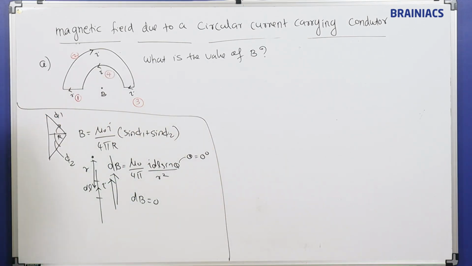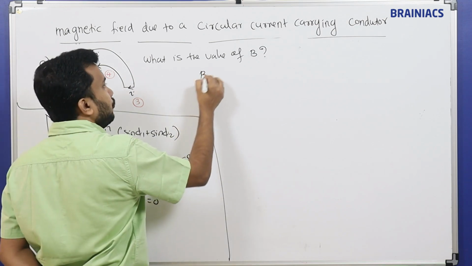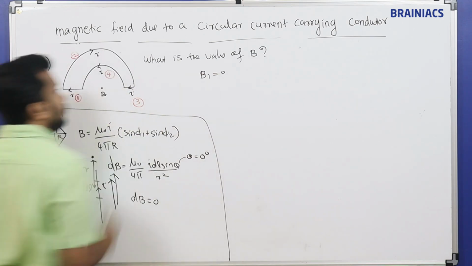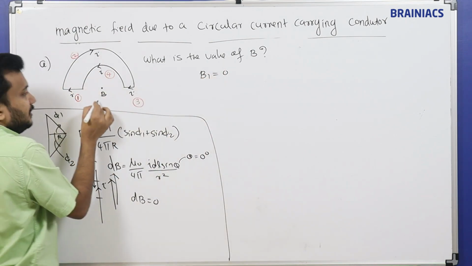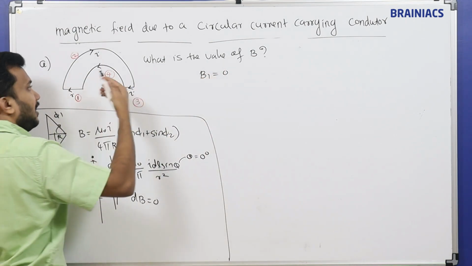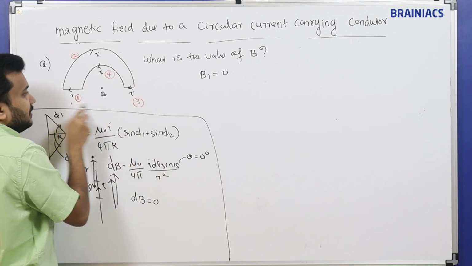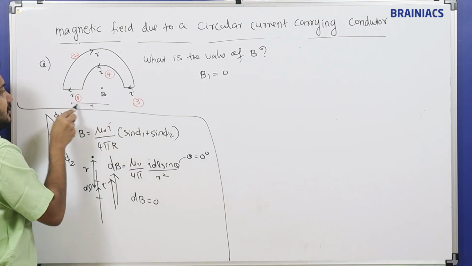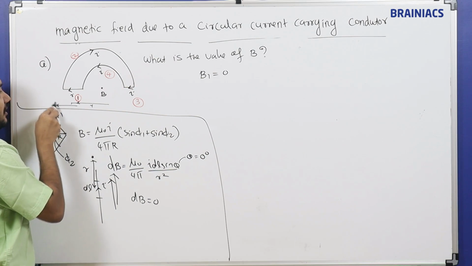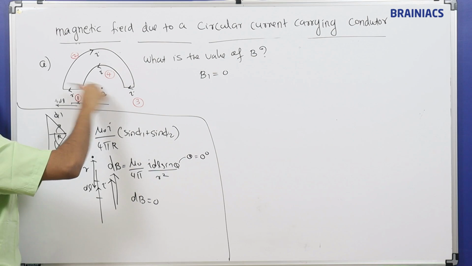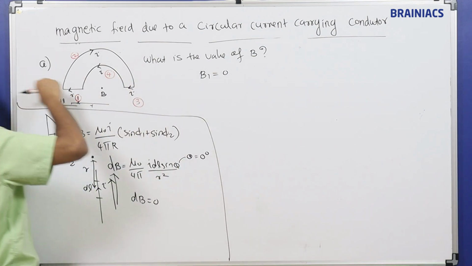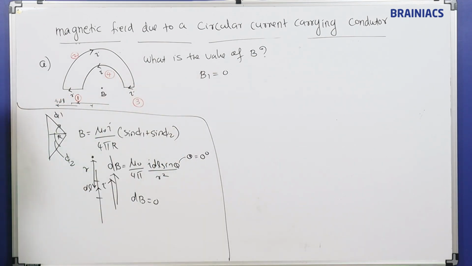The same thing applies for number 1. So the magnetic field due to 1 is equal to 0. Why is it equal to 0? Because r is the distance from the center. This is the r line, and this is the I dl line. Both are in the same direction. The magnetic field is zero along the direction of I dl. So the magnetic field is equal to 0.